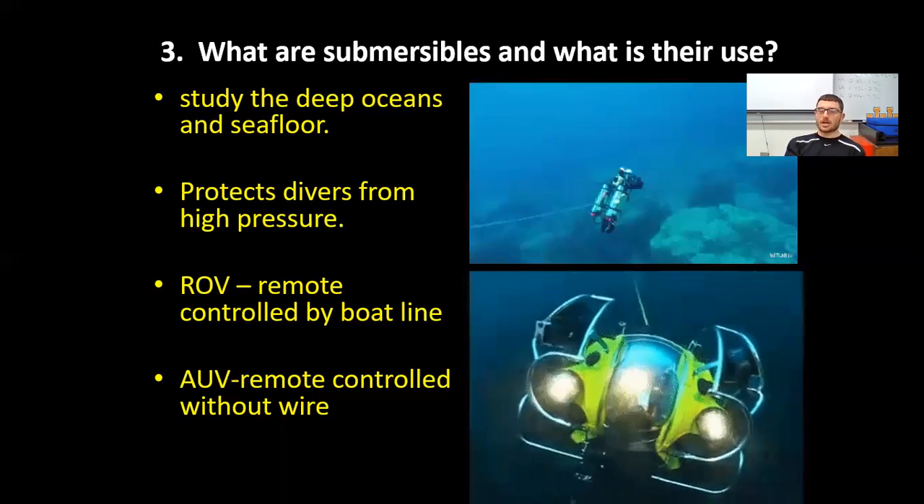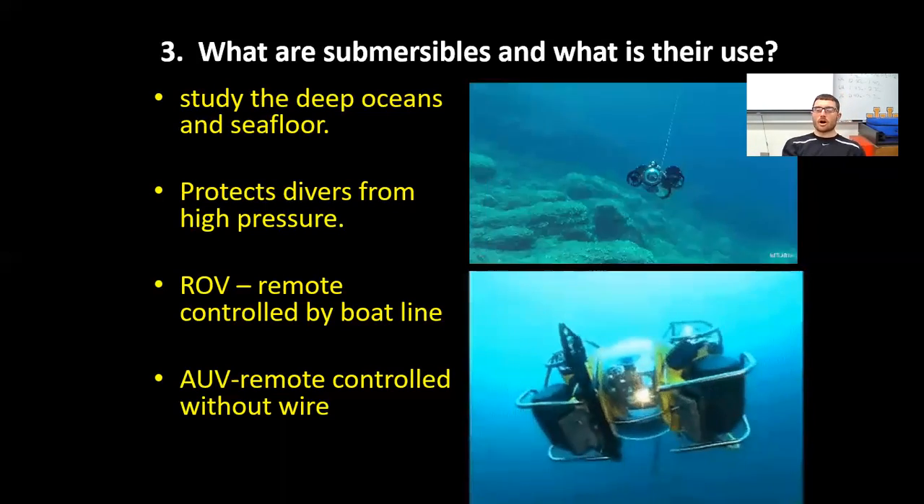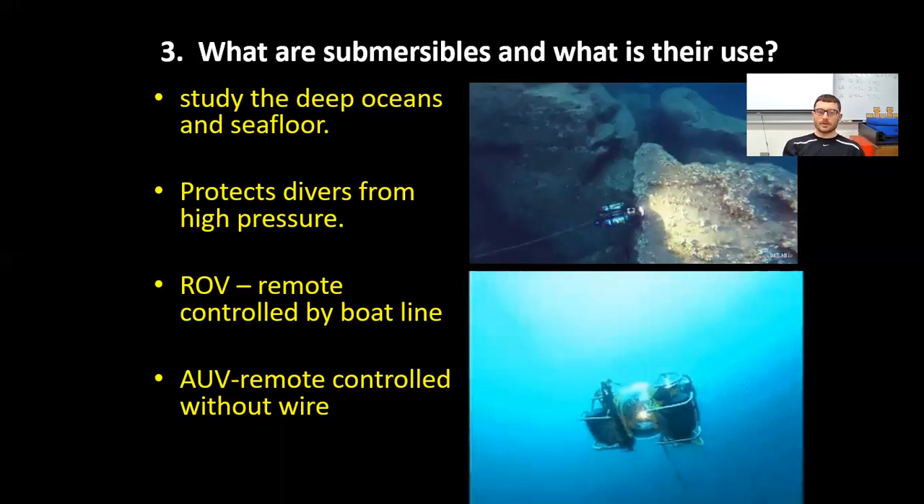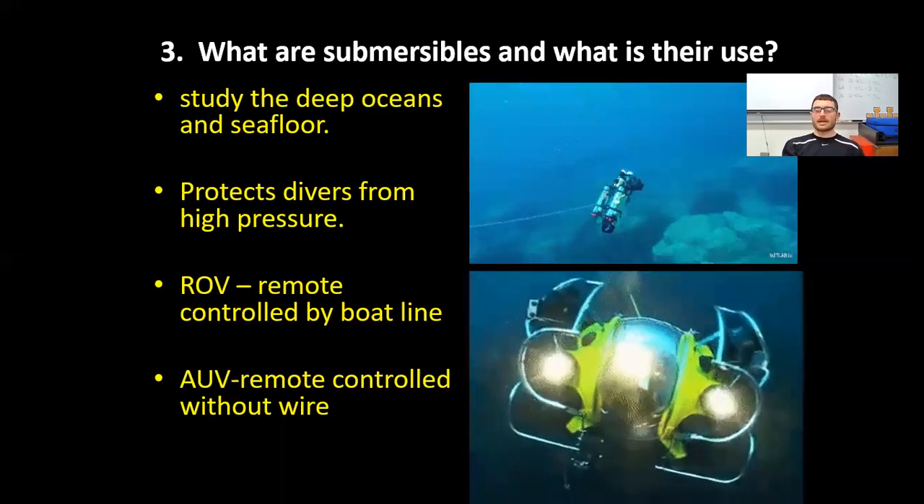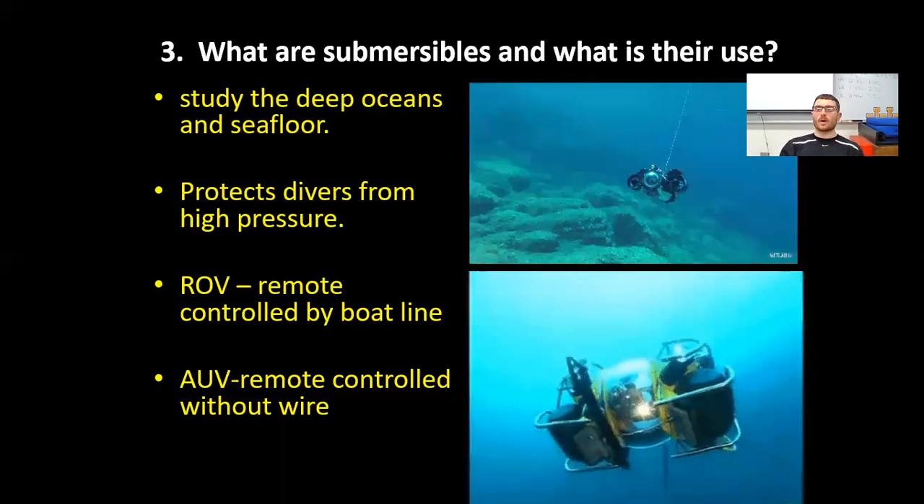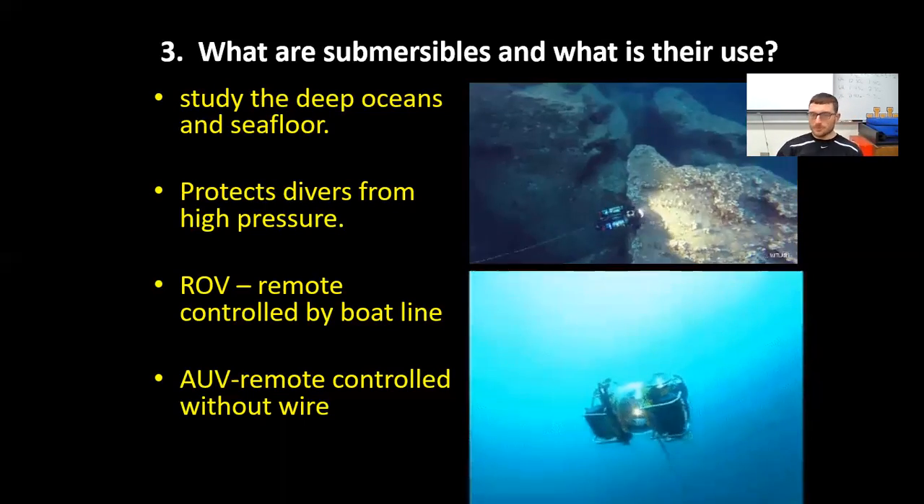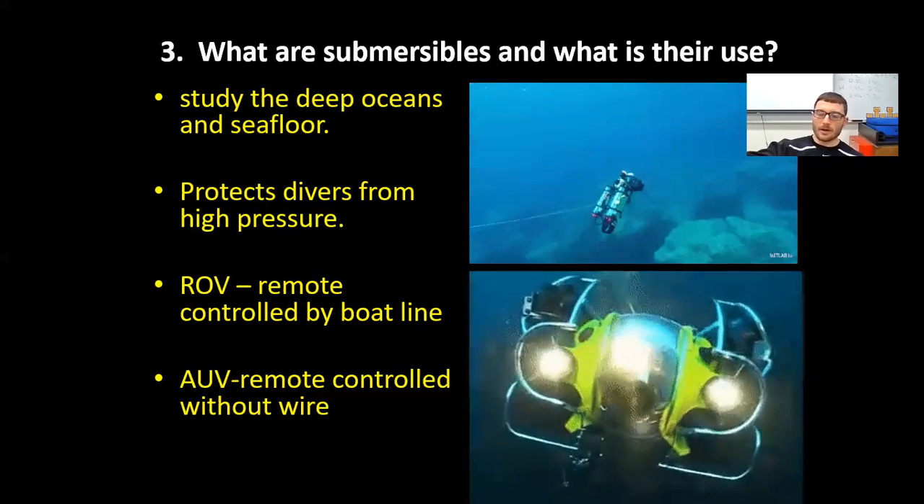High pressures. Two examples of submersibles that I need you guys to know are ROVs, controlled by boat lines, and AUVs. ROV, like our remote control, right? ROV has the wire connected to it. The AUV does not. Okay, pretty cool there. A video I wanted you guys to maybe take a glimpse at.